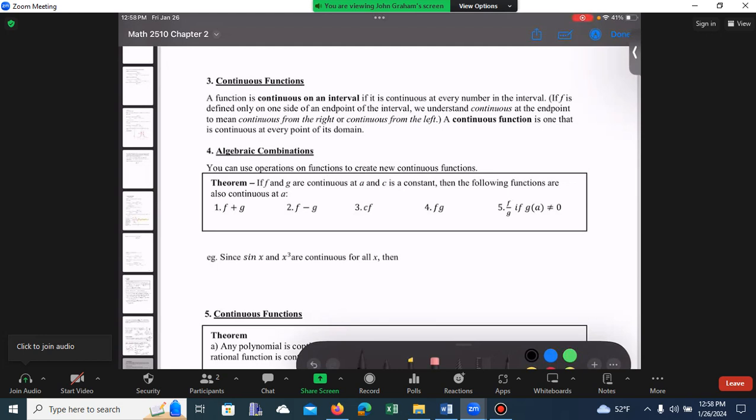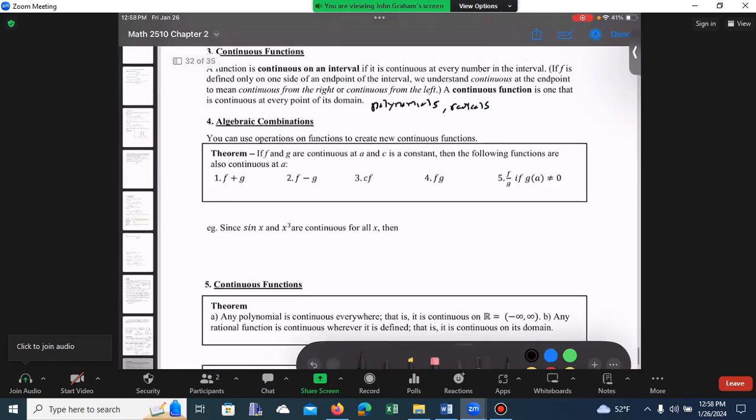So that means that continuous functions include polynomials, radicals, even rational functions. They're continuous everywhere in the domain. A vertical asymptote is not in their domain, so there is a point of discontinuity on the graph, but not for the function. And then also trig functions.